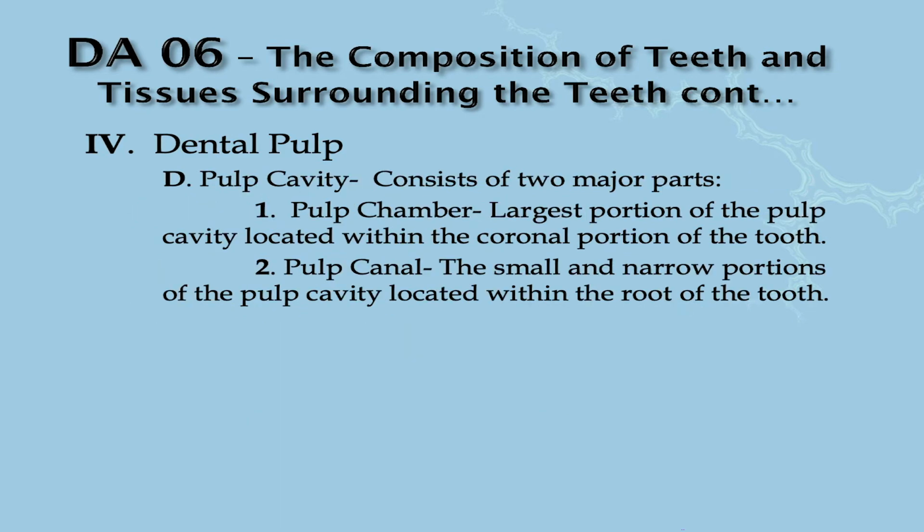Your pulp cavity consists of two major parts. You've got the pulp chamber and you've got the pulp canal. The pulp chamber is the largest portion of the pulp cavity and it's located within the coronal portion of the tooth. The pulp canal is the small and narrow portion of the pulp cavity located within the root of the tooth.